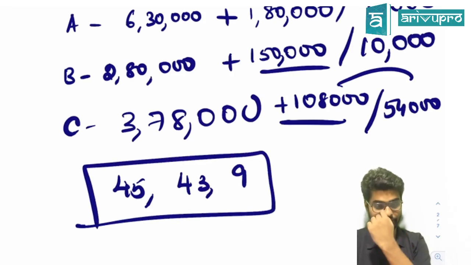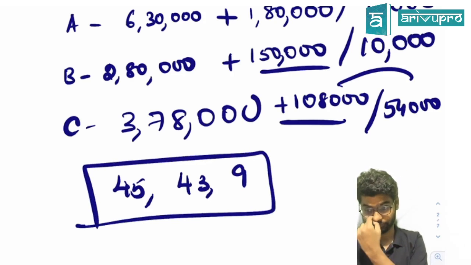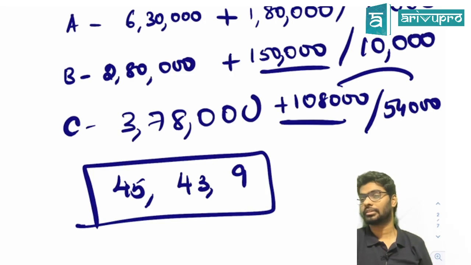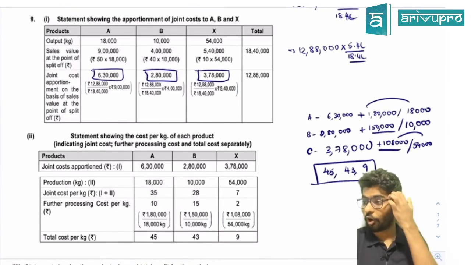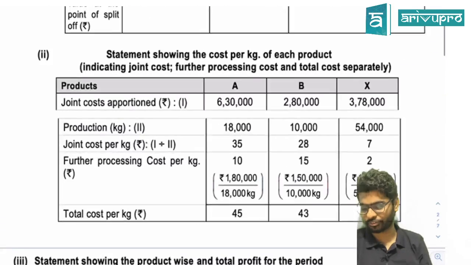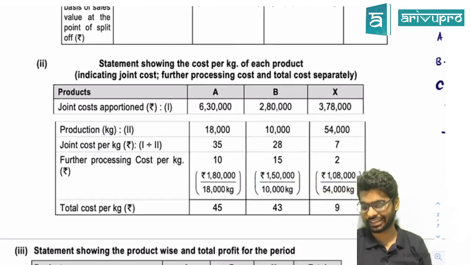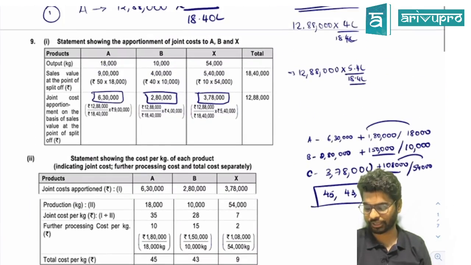Are you clear? Guys, are you clear with this? Or the other way you can do is, you have to individually find per kg, it anyway is just a waste of time. So, I would prefer that we do a total.